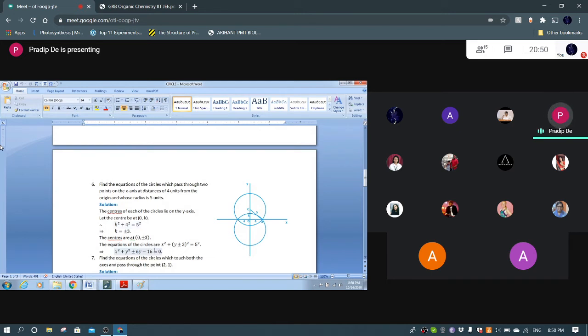Again, it says that they find the equations. That means there are more than one equation. There are more than one circle satisfying this condition. What's the condition? That it has to touch both the axes and it has to pass through the point 2, 1.